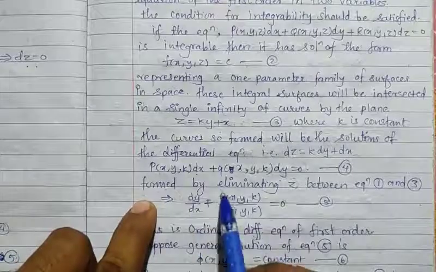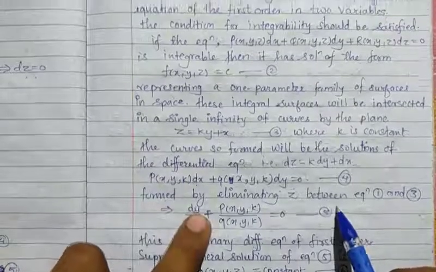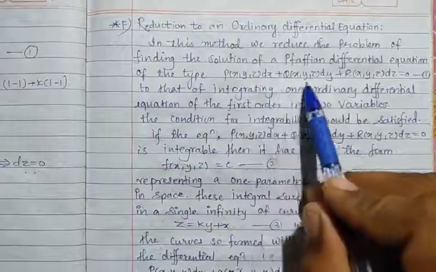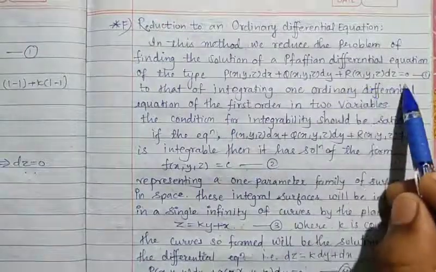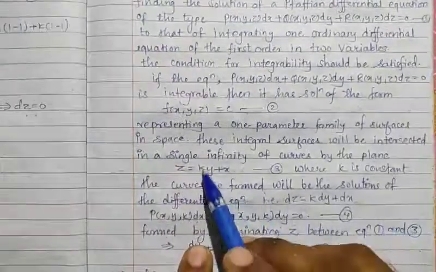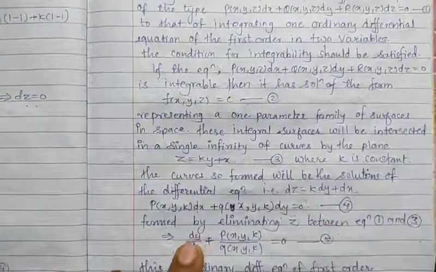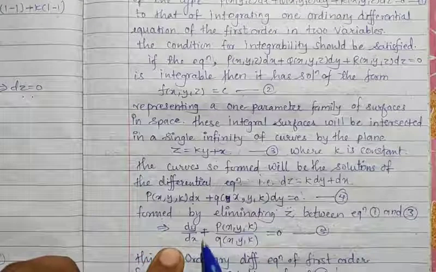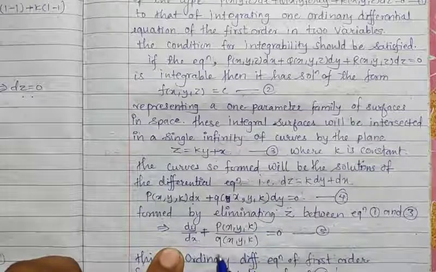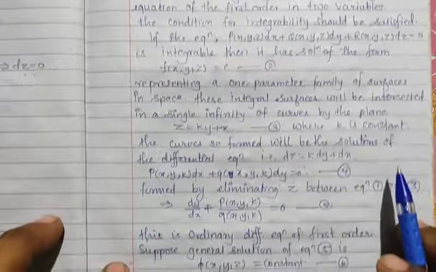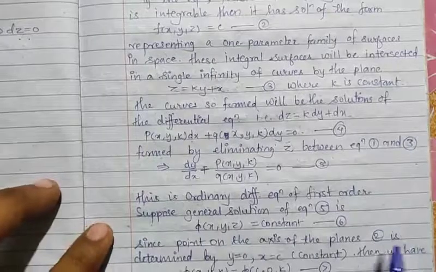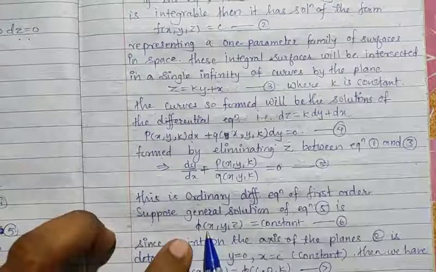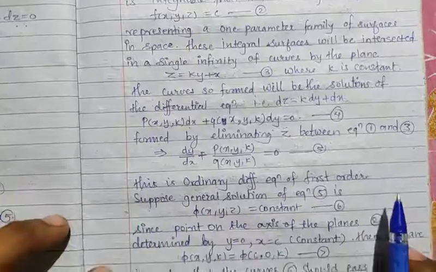Now by eliminating z between equation 1 and 3. Equation 1 is P(x,y,z)dx + Q(x,y,z)dy + R(x,y,z)dz = 0, and equation 3 is z = ky + x. Eliminating z between these two equations, we get the differential equation dy/dx + P(x,y,k)/Q(x,y,k) = 0. This is an ordinary differential equation of first order. Suppose its general solution is of the form phi(x,y,z) = constant c.